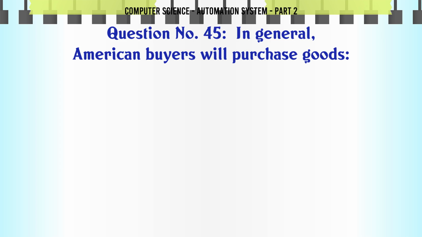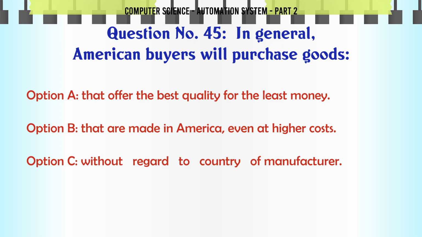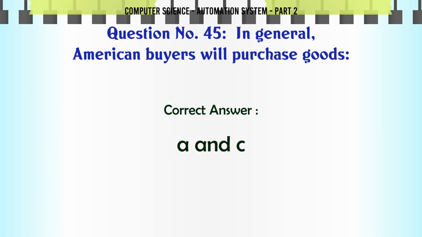In general, American buyers will purchase goods: A. that offer the best quality for the least money. B. that are made in America even at higher costs. C. without regard to country of manufacturer. D. A and C. The correct answer is A and C.